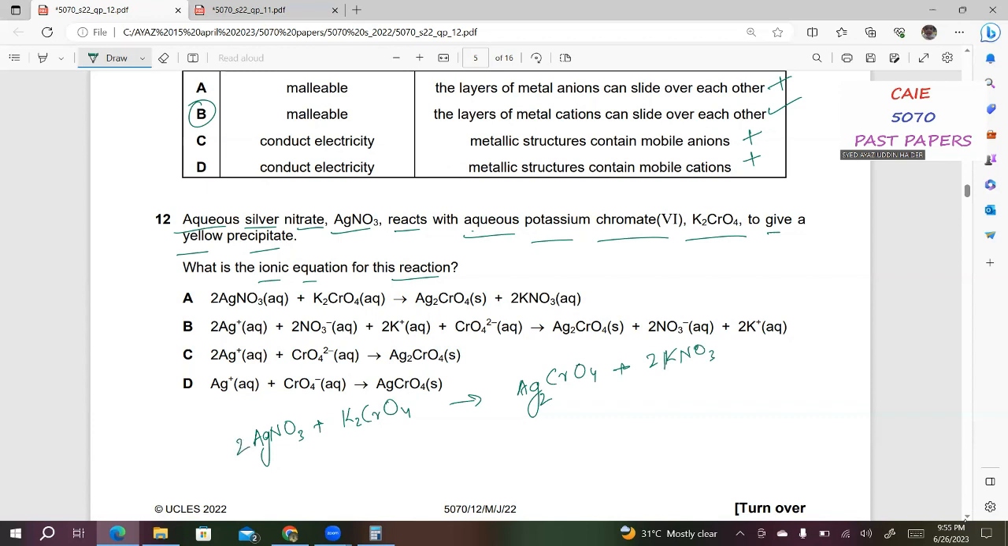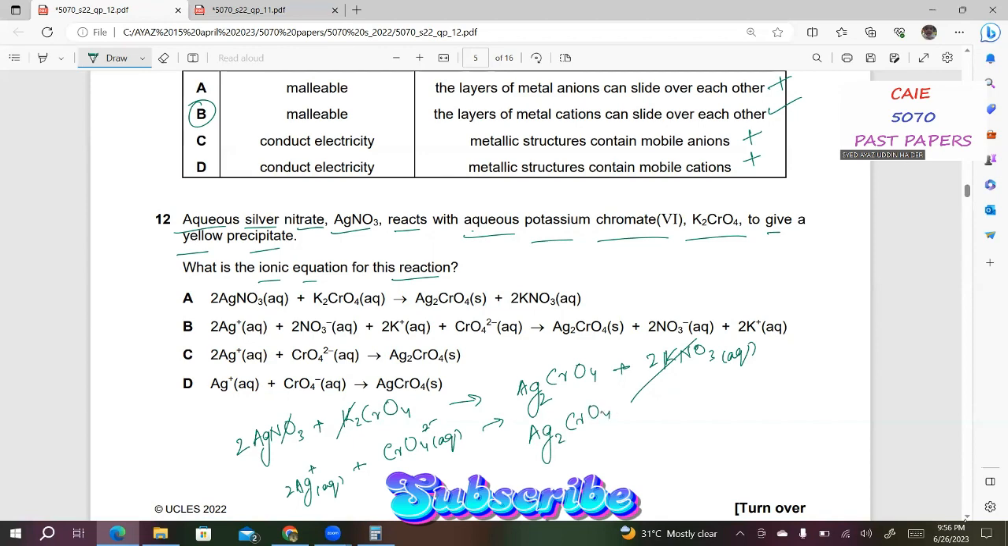We know that KNO3 is a soluble salt. So both K+ and NO3- ions will be cancelled out on the left hand side as well as on the right hand side. We are left with 2Ag+ aqueous plus CrO4 2-. This will be the charge on the polyatomic ion, aqueous, and the product will be solid, which is Ag2CrO4 solid. So only choice C will be the right answer in this case.